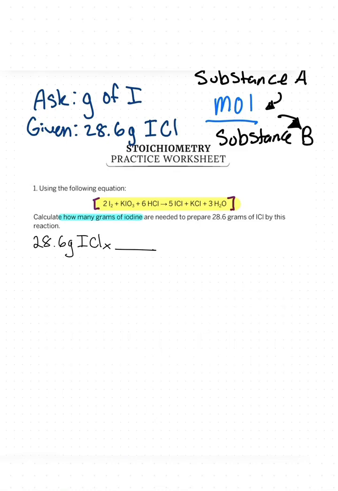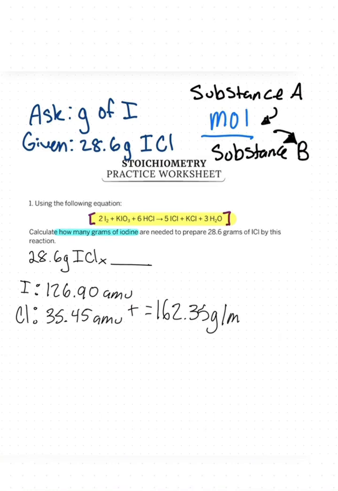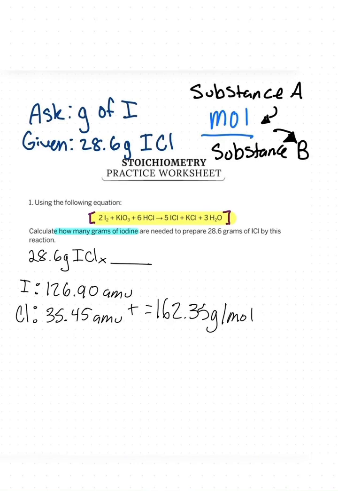So in ICl, we have iodine and we have chlorine. And if we look at the periodic table, iodine has an average atomic mass of 126.90, and then chlorine has an average atomic mass of 35.45. So what you're going to do is add these two together, and that's going to give you its formula mass. So I got that iodine and chlorine's formula mass together is 162.35 grams per mole. So I actually have no clue why I said 126 when I meant 162. I do make that mistake a little bit more in this video, but don't mind that, please.